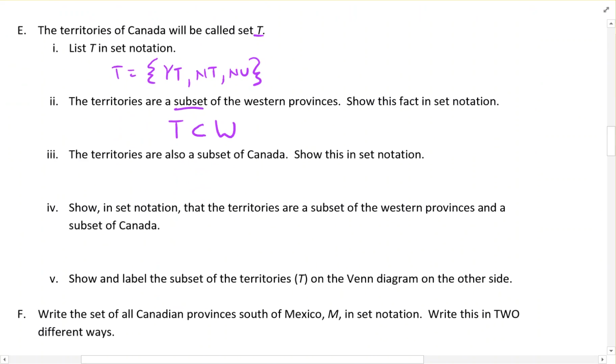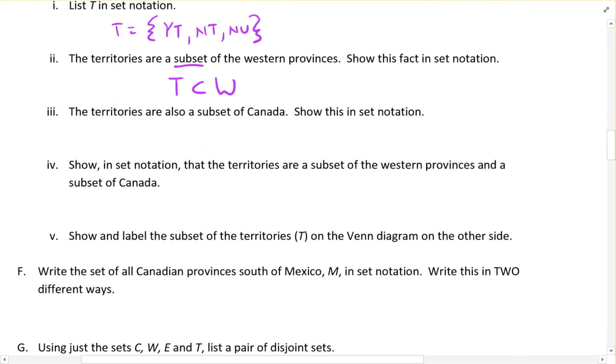Hopefully that made sense. Okay, so that's our notation that we're going to be using for that, the sideways U, sorry, I was looking at the T. So now we can also say the territories are a subset of Canada, of the universal set we called C. Show this in set notation. Well, that would just be T is a subset of C. It's kind of confusing because my subset symbol looks like a C, but it would be something like that, right? Subset of C.